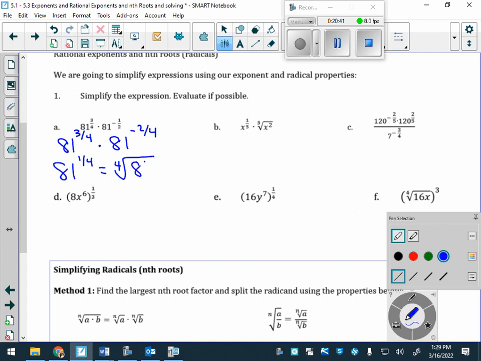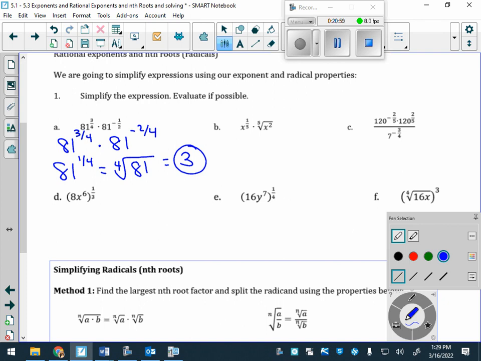The 4th root of 81. Good. The 4th root of 81, which is? Yep, 3. Good. Okay. So here we're just taking our properties and taking it one step further.